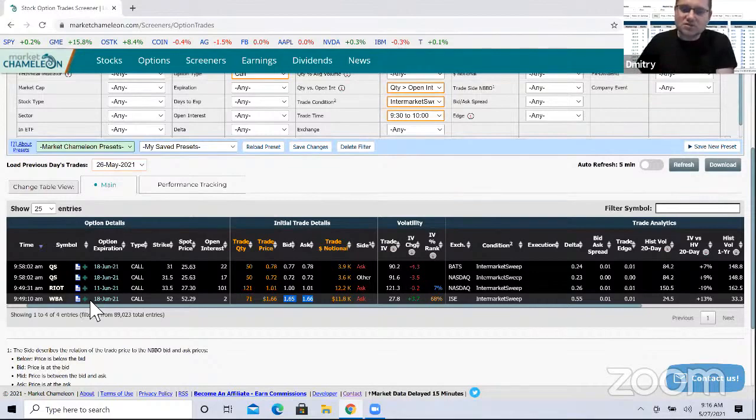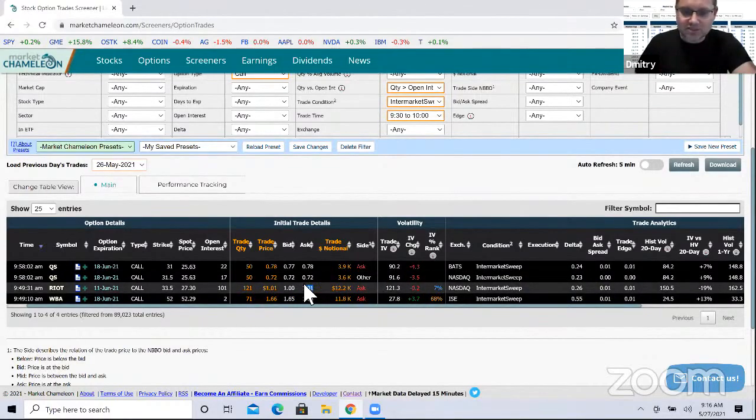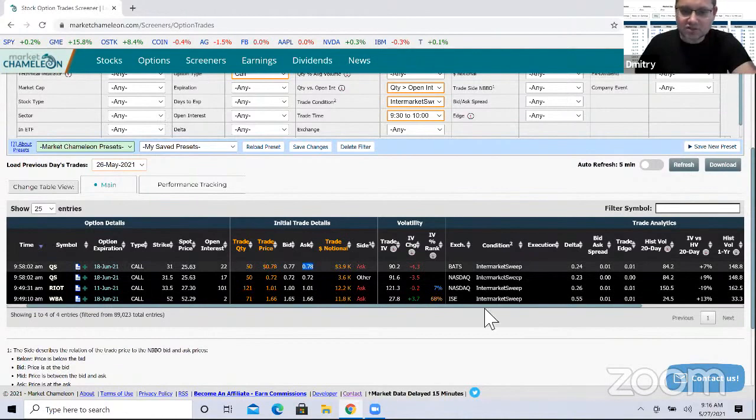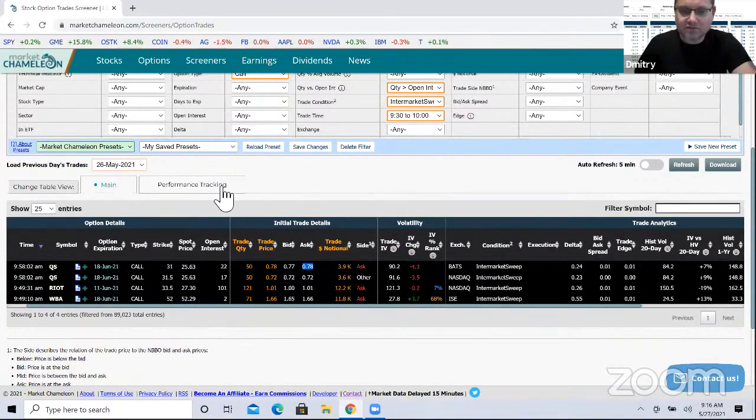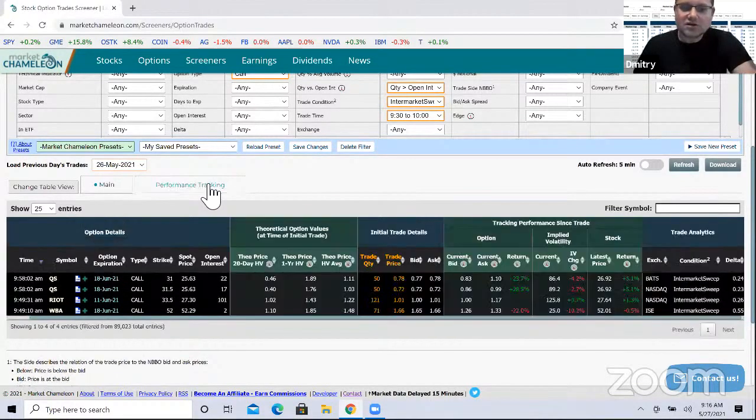What happened to this option, and these two options? So that's where we go to the performance tracker. Let's take a look. So here we go, WBA. Remember, the trade was $1.66. Right now it closed at 1.26, 1.33, down 22%. So that wouldn't have worked out if you piggybacked that trade.